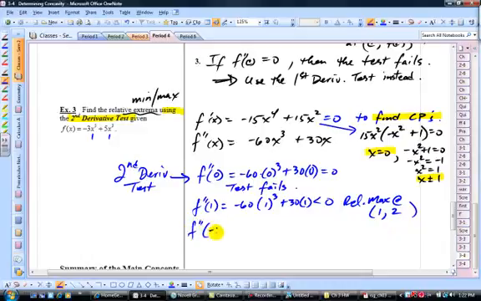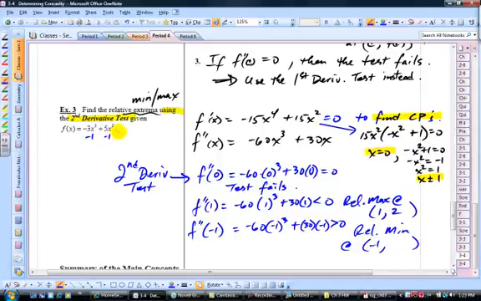Now I want to check the second derivative at negative 1 as well. So I get negative 60 times negative 1 cubed plus 30 times negative 1. That's 60 minus 30, that's positive. Okay, that means it's concave up. If it's concave up, it's got to be a valley, and you must have a relative min. Okay, at negative 1 comma whatever f of negative 1 is.